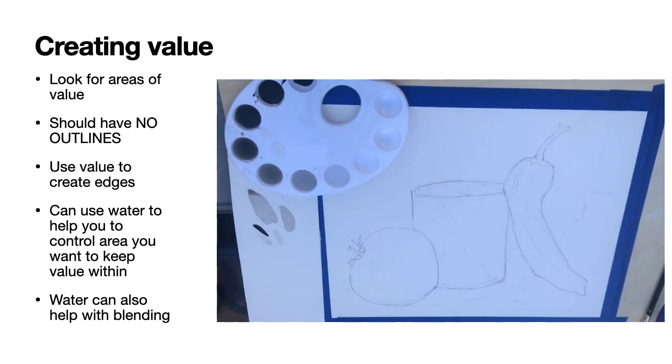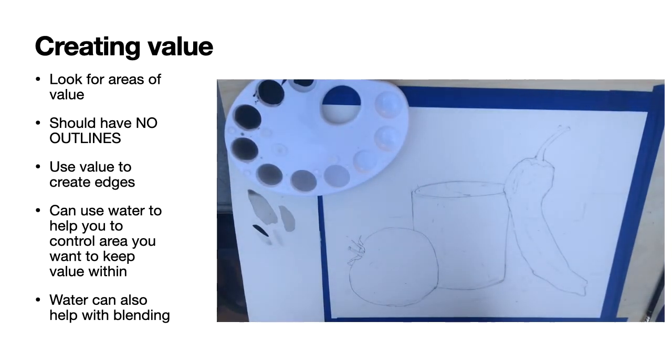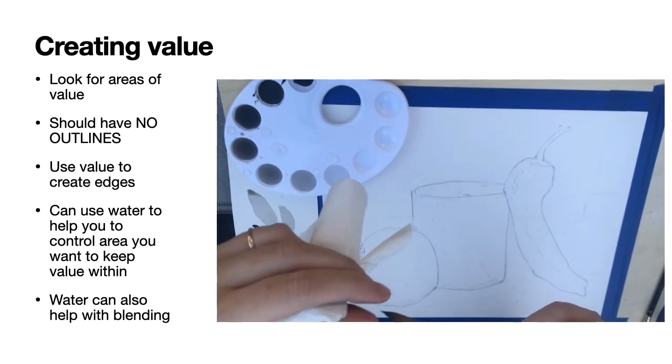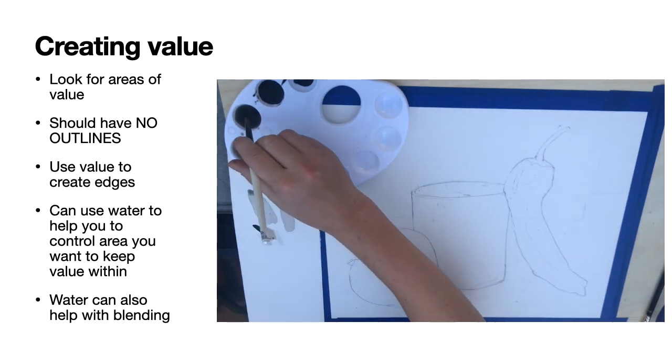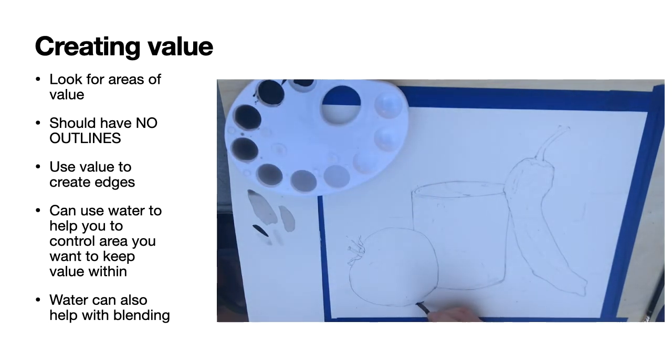Okay, so as you're getting started, make sure that you are looking for those areas of value. You should have no outlines. So that means you're not taking the ink and drawing a hard outline around the objects. We're going to try to let our areas of value create those edges. So that dark shadow in some situations might create the edge for, say, my tomato.